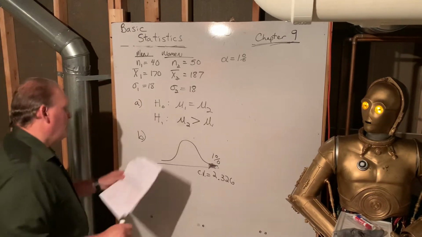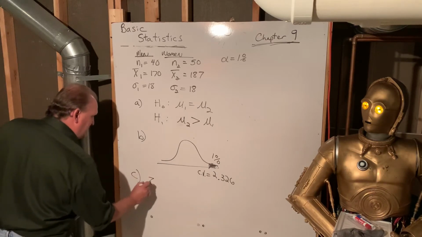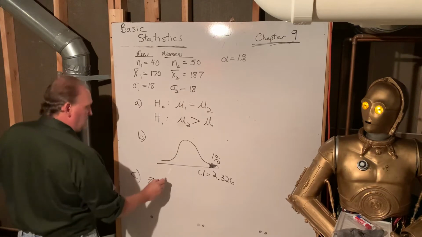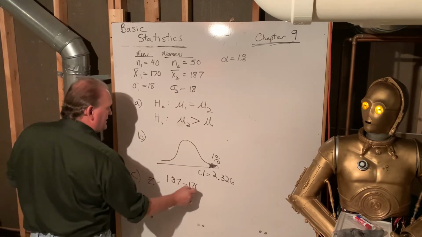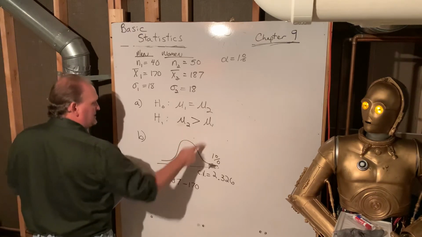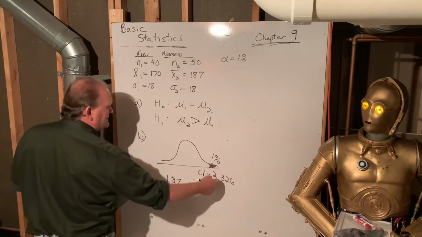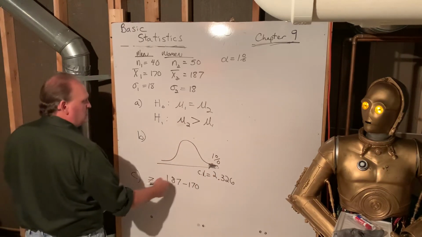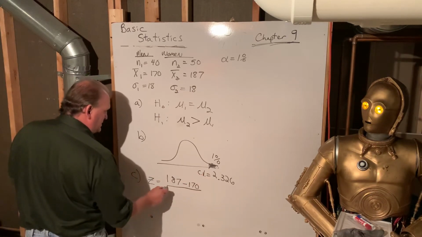All right, so now we have to find the statistic. So here we go. So Z is equal to the difference. 187 minus 170, because I put that one first and that one second. I put 187 first and 170 second. It's going to be positive here. If I had them flipped around and it was negative, then I would have put the 170 first and it would have been negative. It still would have worked out to the same solution.